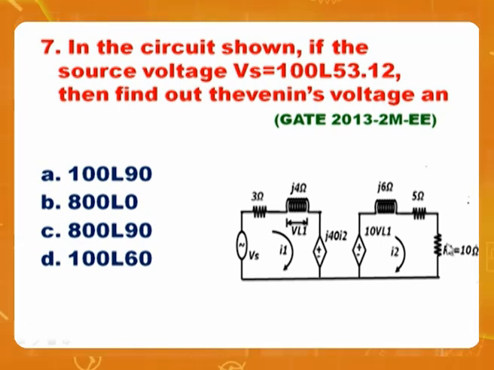When you open this, automatically I2 becomes 0. If I2 is 0, this becomes what? Please observe. If this is opened, open means current 0. If I2 is 0, what happens to this? J40 into 0. That means this is 0. Voltage 0 means what? Short circuit. So when you short this, these two elements are only there, this is not there.